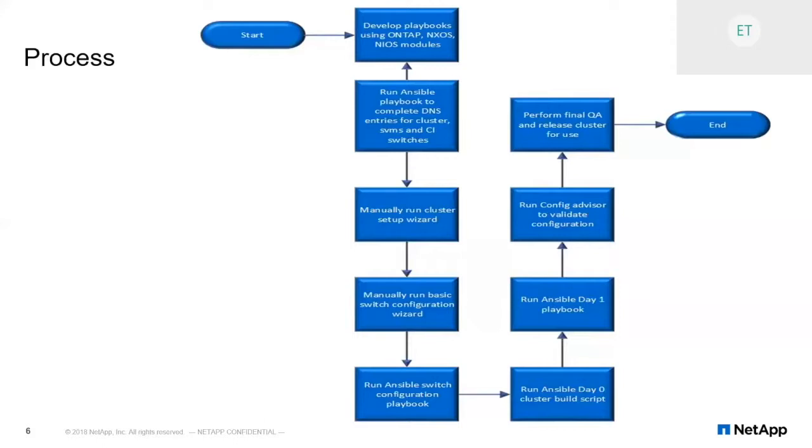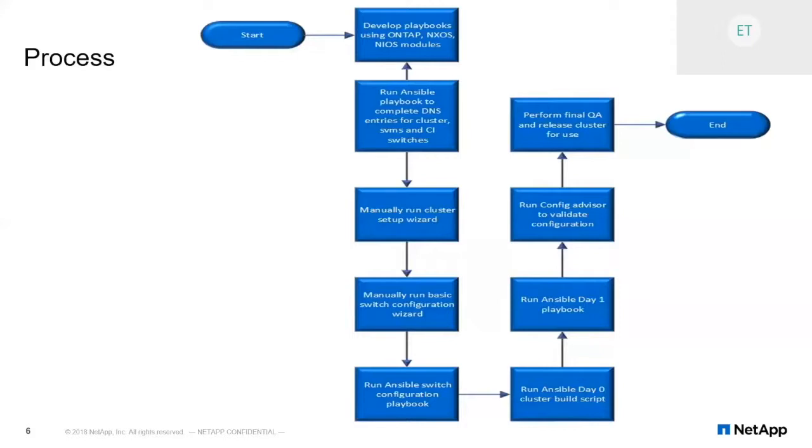So I run that, and then it's configured, and then I do the same thing for the cluster interconnect switches. There's a basic configuration that you have to run that just sets your management IP and those things for the cluster interconnect switches. Once you have those, you can access them remotely. You can go ahead and run the switch configuration playbook, then you run the day zero playbook, and you run the day one playbook.